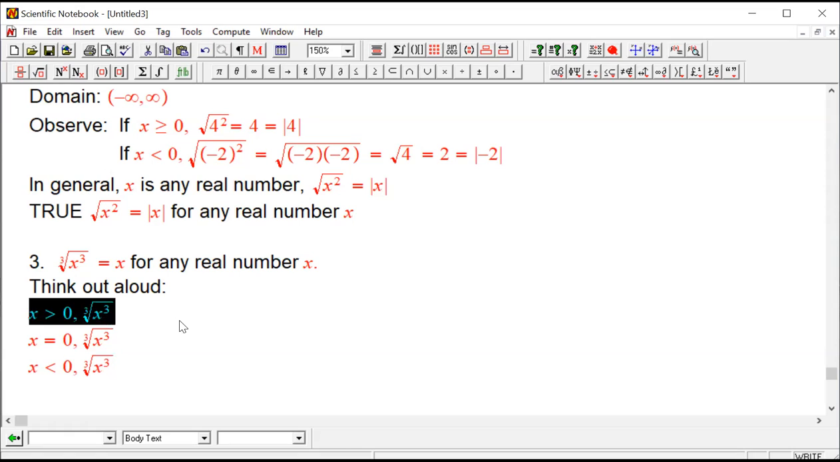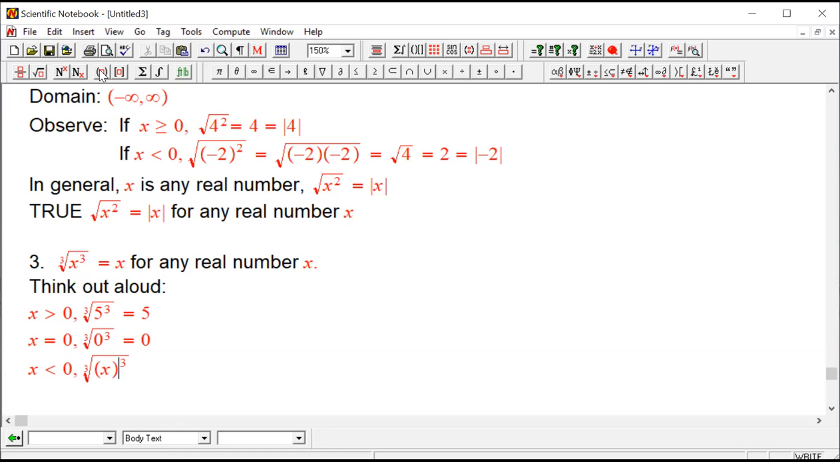In the positive number category, I can try x equals 1, which gives 1. If x equals 2, 2 to the power 3 is 8, and the cubic root of 8 is 2. If x is 5, then 5 to the power 3 is 125, and the cubic root of that is 5. So this is true for positive numbers. It's true for 0. Is it true for negative numbers?